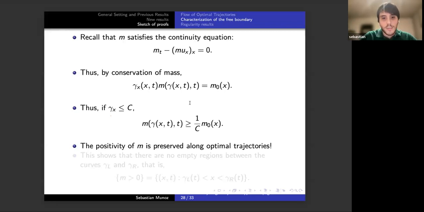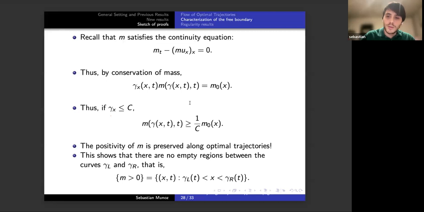So that means that there are no empty regions between the two extremal curves, because if we look at all the curves, they are going to be ordered, and everything in between the two curves is going to come from a trajectory that is strictly inside the support. That means that there are no holes in between the curves. That means that the set where m is positive is exactly the region in between those two curves. So this characterizes the free boundary as being exactly the union of those two curves, and that is what we get from an upper bound on gamma x plus this conservation of mass property.